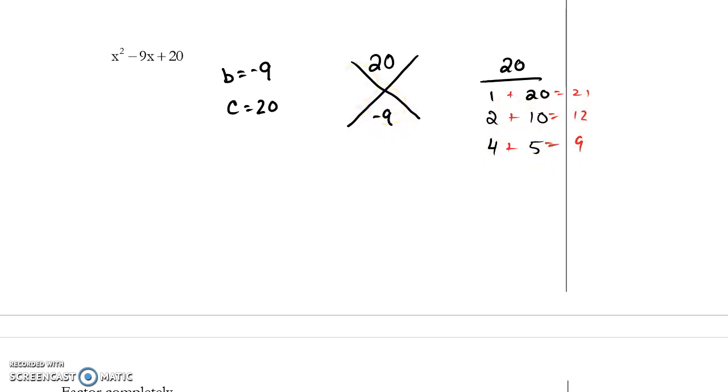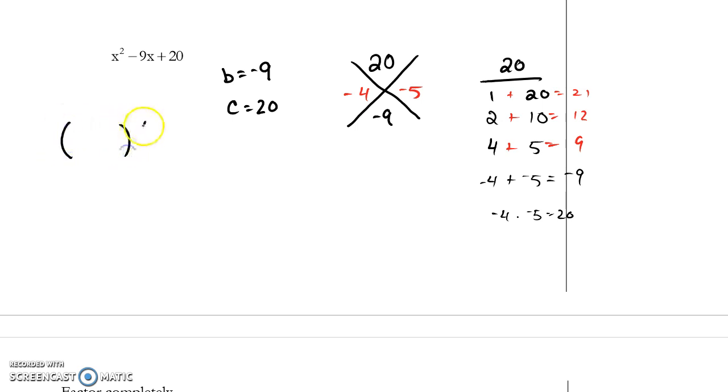But then, again, just like before, we have to consider negative times negative is a positive as well. And you should look and see, hey, I need negative 9, but I got positive 9. Oh, wait a minute. If I change these both to negatives, I'm going to get negative 9 when I add. And negative 4 times negative 5 is equal to positive 20. There's my factors. Negative 4 and negative 5. The order in which I write the factors doesn't matter. The fact that they're negative does.